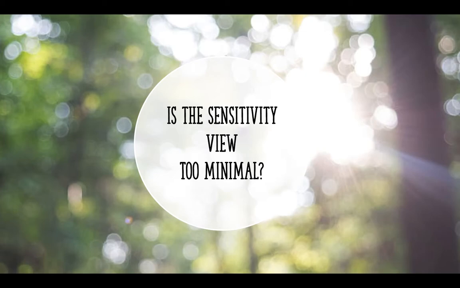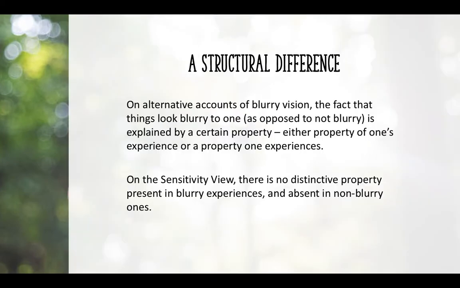In order to see where this worry is coming from, we need to look at another feature that distinguishes the sensitivity view from alternatives in the literature. This is a structural difference. On alternative accounts of blurry vision, such as the one we mentioned before, the fact that things look blurry to one rather than not blurry is explained by a certain property, whether this is a property one experiences, such as a fuzzy shape or an apparent shape, or is a property of one's experience, such as a qualitative property or a mode of seeing. There is a distinctive property that explains the blurry aspect of one's experience. But on the sensitivity view, there is no such distinctive property that is there in blurry experiences and absent in non-blurry ones.